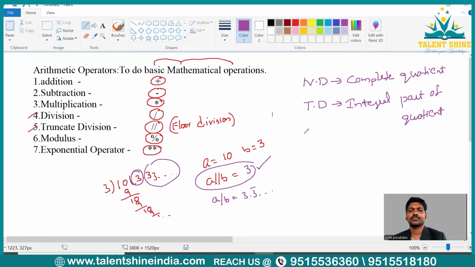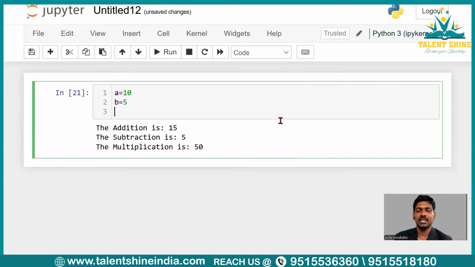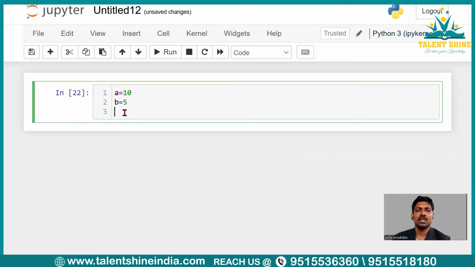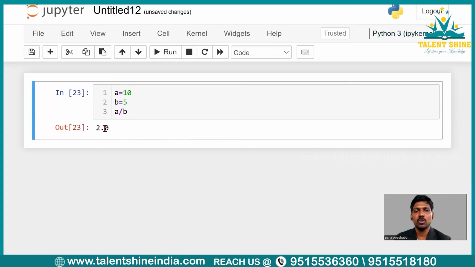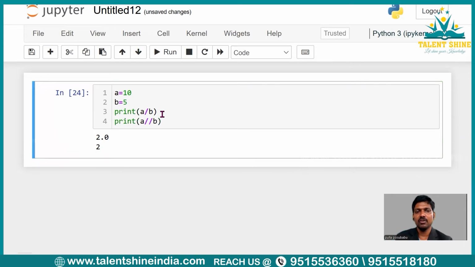Now let us execute these two operations in my IDE. Let us erase this. I'm writing here A division B and executing it. The output is what? It gives float values. So let me write print A by B. In the same way, I'm going to print A floor division B. Now you could execute it and come to know the difference. In normal division you got 2.0, whereas in floor division you got the integral part of this float value. So only 2 it is going to return.